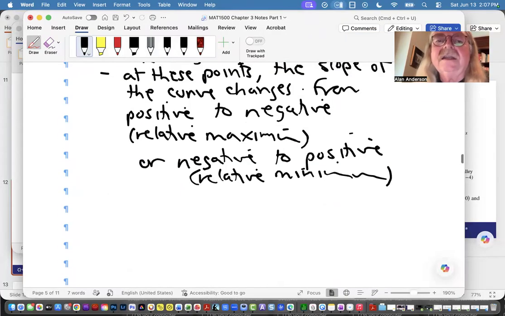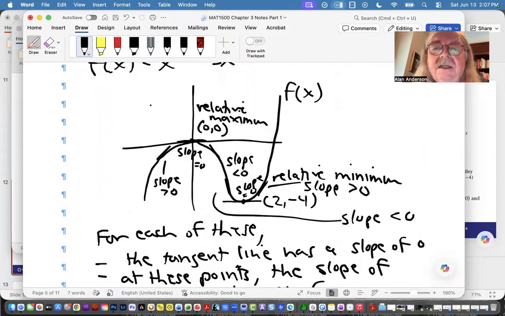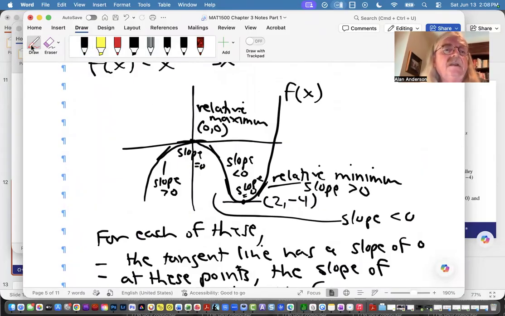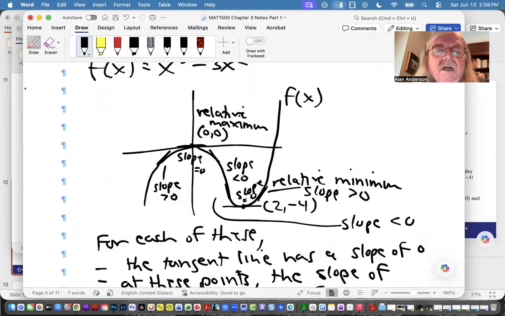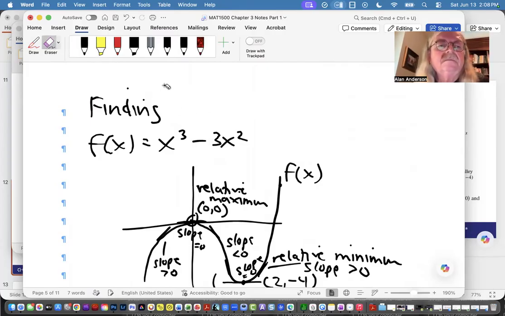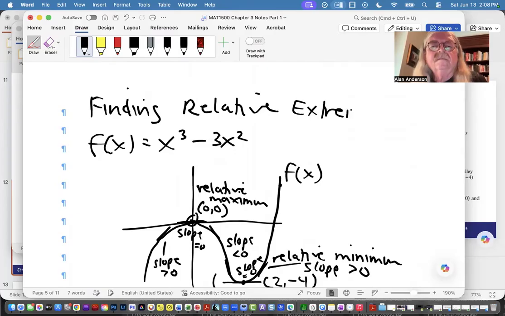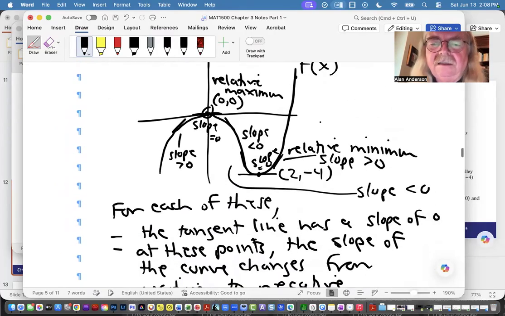Okay, it's important to recognize that these are not necessarily global extrema. In fact, we can see that they're not. Like I mentioned here, clearly this is less than, let's say, this point. So these are relative extrema. Actually, I probably should change this title here. Okay, good. Very good.